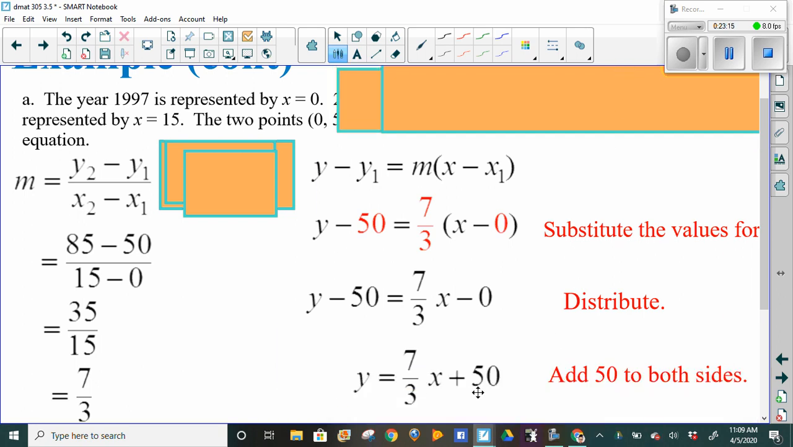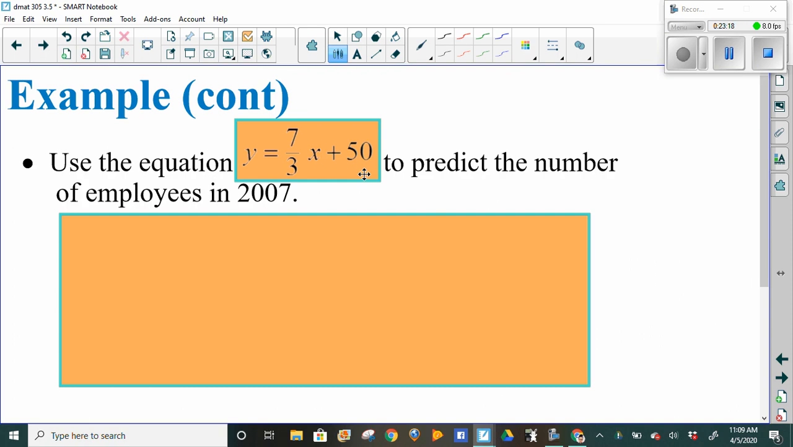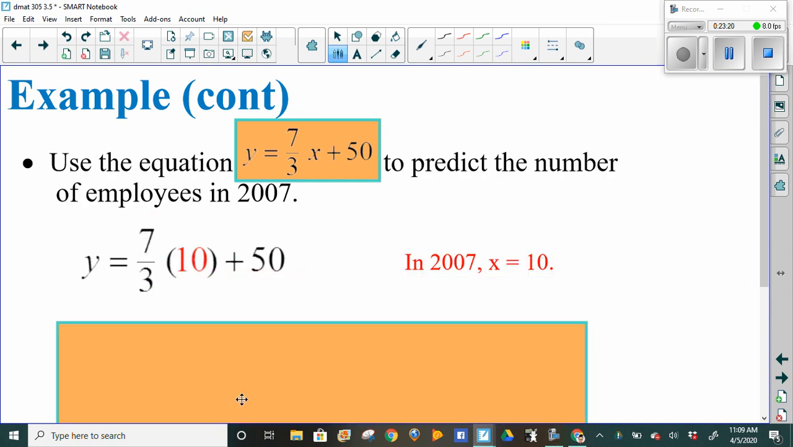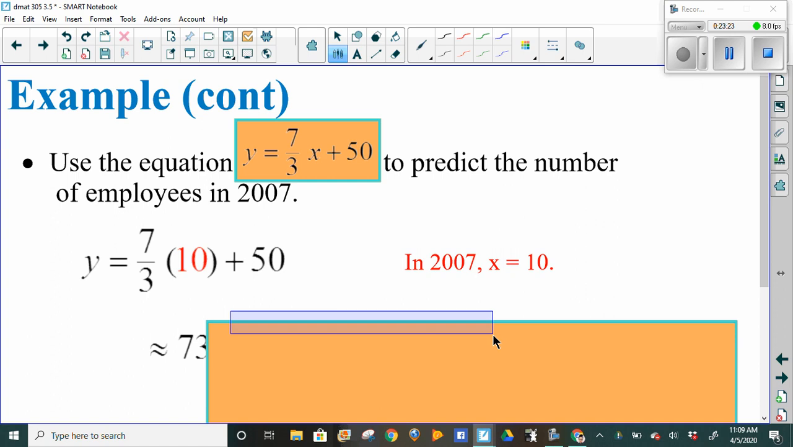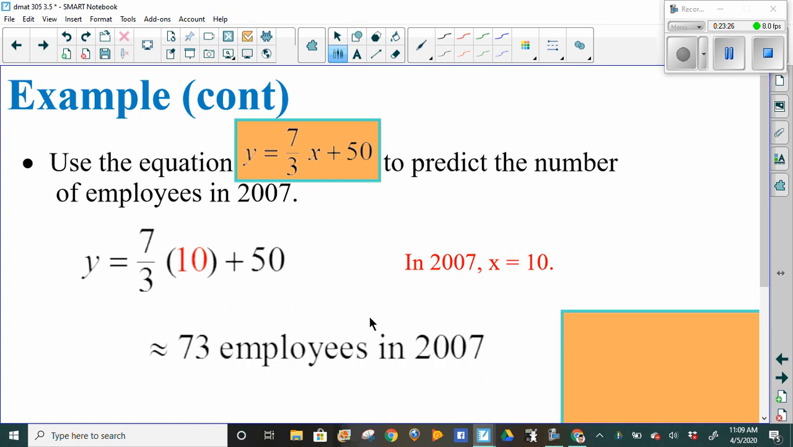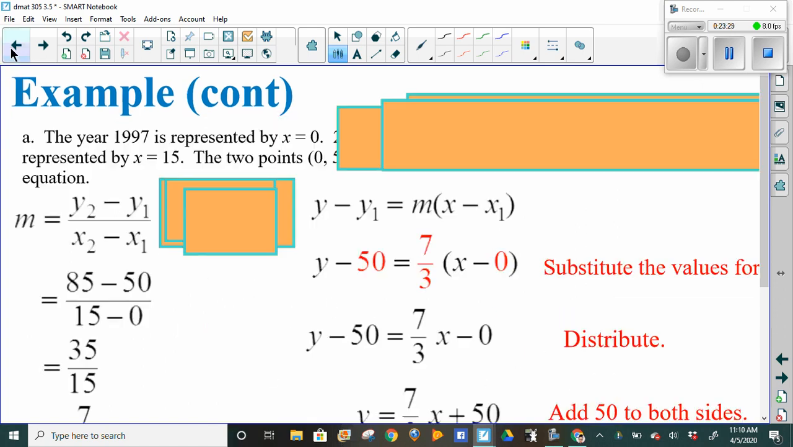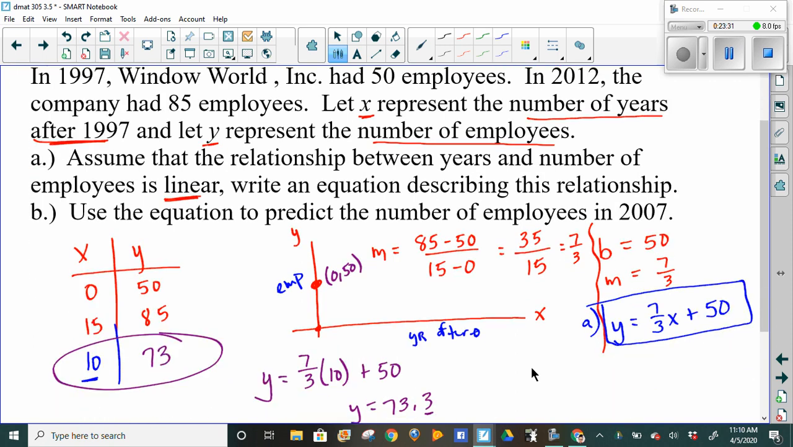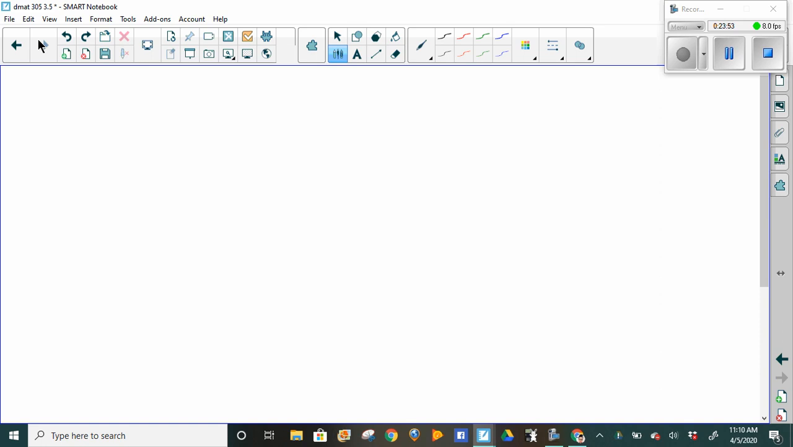Get those out of the way. So there's the equation that we come up with on the front. Now we're going to use the equation and we're going to plug it all in. Oh my goodness. So 73 employees in 2007. I squeezed it all in on one slide because it doesn't really take that much to do these, so please don't get overwhelmed with them. So first thing, find your slope. Second thing, find your equation. And then third thing, plug it in to find your part B. So that is all of that in a nutshell.